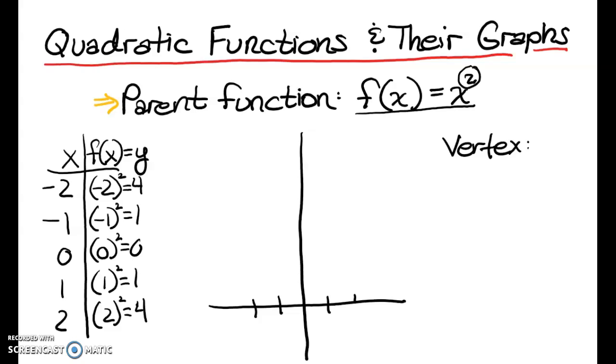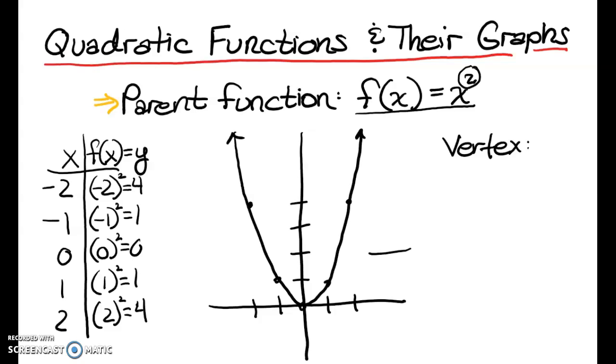So when I graph this, I get a graph that looks like a nice curve. It almost looks like the letter U. This is called a parabola. And all degree 2 or quadratic functions are graphs of parabolas.